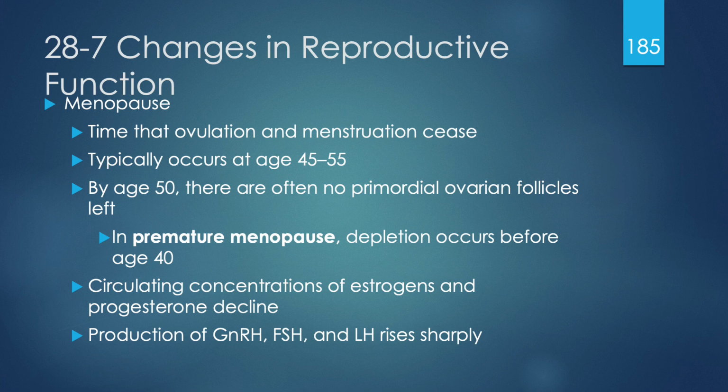Menopause is defined as a time at which ovulation and menstruation cease, and is usually clinically designated by 1 full year of no menstruation. This is typically present by ages 45 to 55, and by 50 there are really no primordial ovarian follicles left. However, in premature menopause, which was my personal reason for seeking in vitro fertilization, depletion can occur before age 40. At this point, circulating concentrations of estrogens and progesterones have significantly declined. However, the production of gonadotropin-releasing hormone, follicle-stimulating hormone, and luteinizing hormone rise sharply. This is analogous to stepping your foot on the gas and basically not getting anywhere.